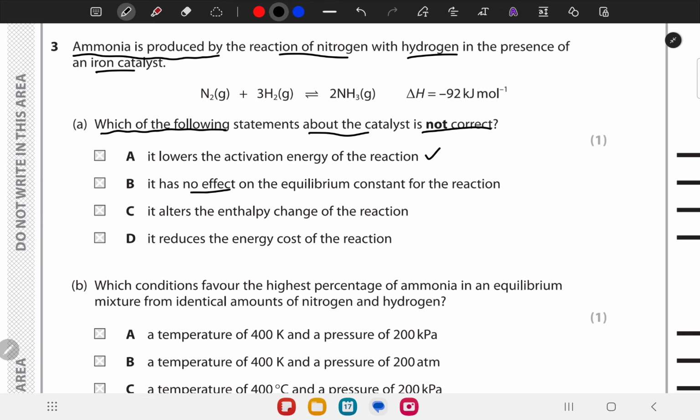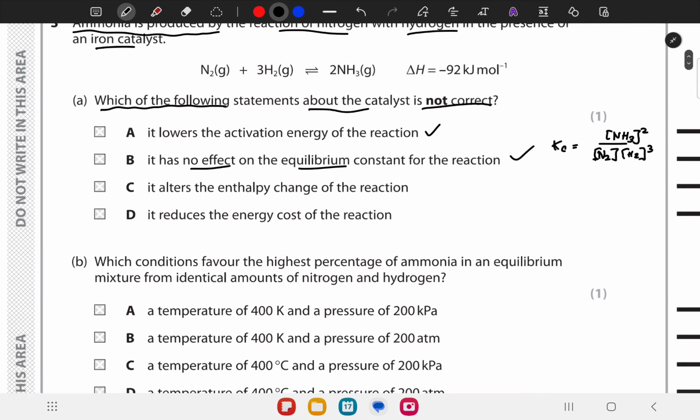Catalysts also have no effect on the equilibrium constant, because the equilibrium constant Kc will depend on the concentration of NH3 squared divided by the concentrations at equilibrium. The catalyst does not affect the equilibrium position, as it increases the rate of the forward and backward reaction in the same proportion. In option C, it states that it alters the enthalpy change. This is wrong, so C is our answer.